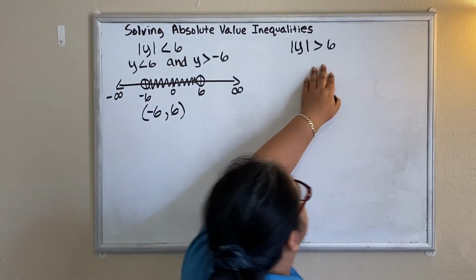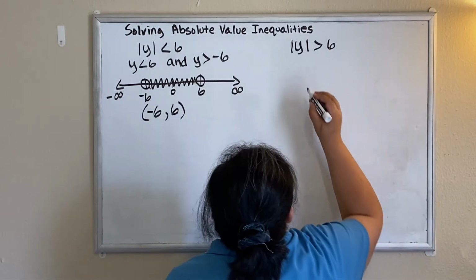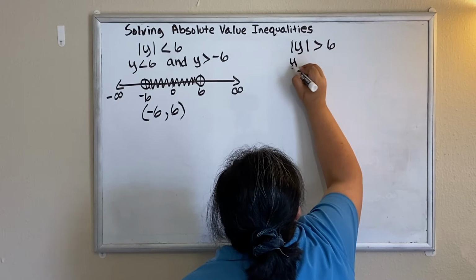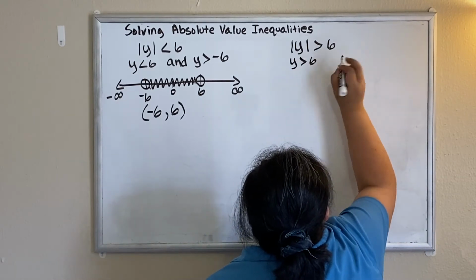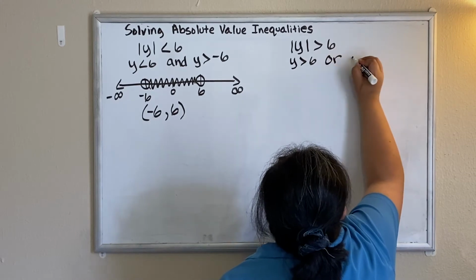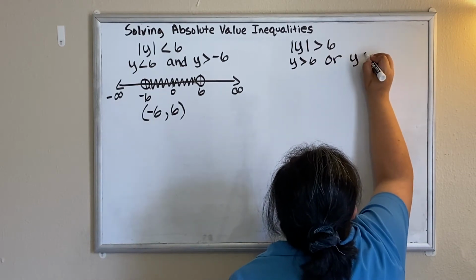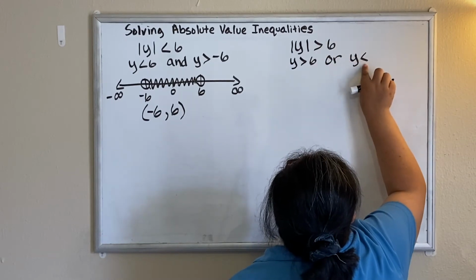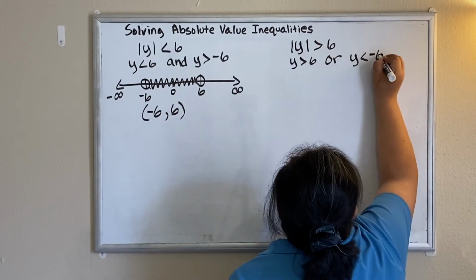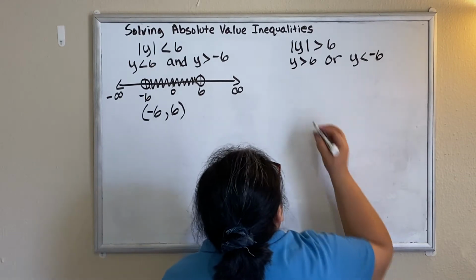So now in this other example, we're going to do the same thing. This is going to be y is greater than 6. This is greater than, so this is going to be an or statement. And then we're going to say y is less than. Notice I flipped the inequality. It's flipped. And we're going to change the sign to -6.